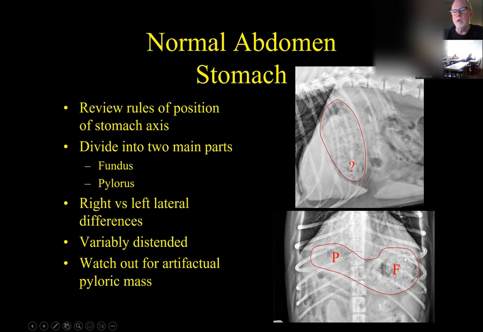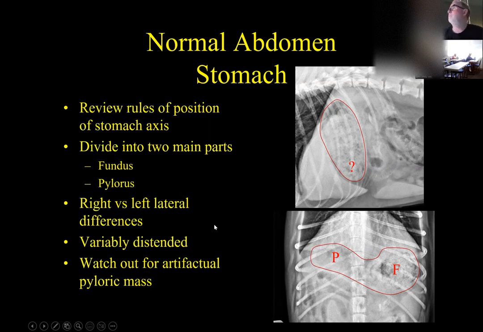Okay, on the VD view, here's the stomach. The bigger part is the fundus. It's over on the left-hand side. And the pylorus is over here on the right-hand side. The outflow tract from the pylorus will go into the duodenum, which goes down this way. Okay, so pylorus is to the right, fundus is to the left on the VD view. On the lateral view, pylorus is always ventrally located, and fundus is always dorsally located in a normal dog.